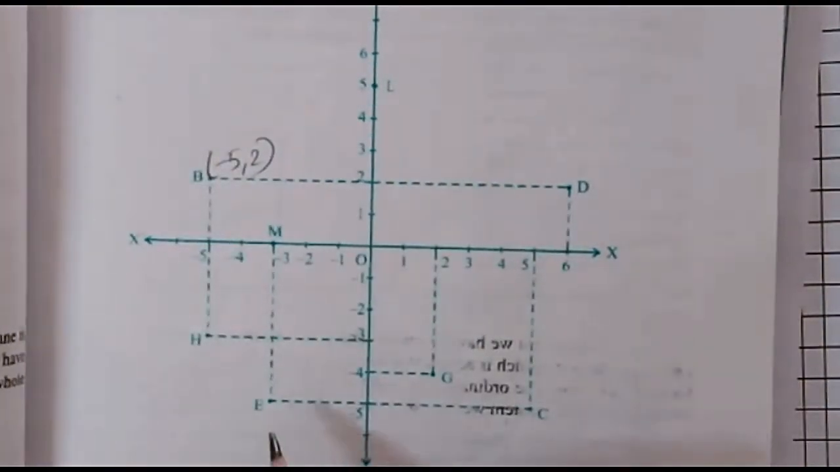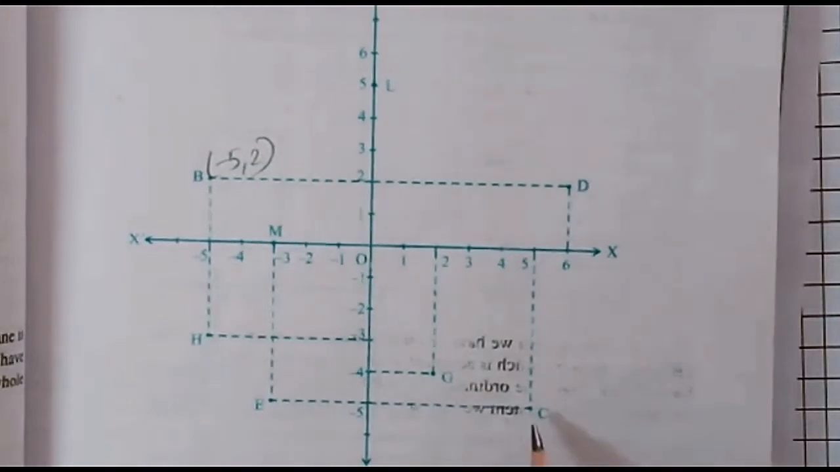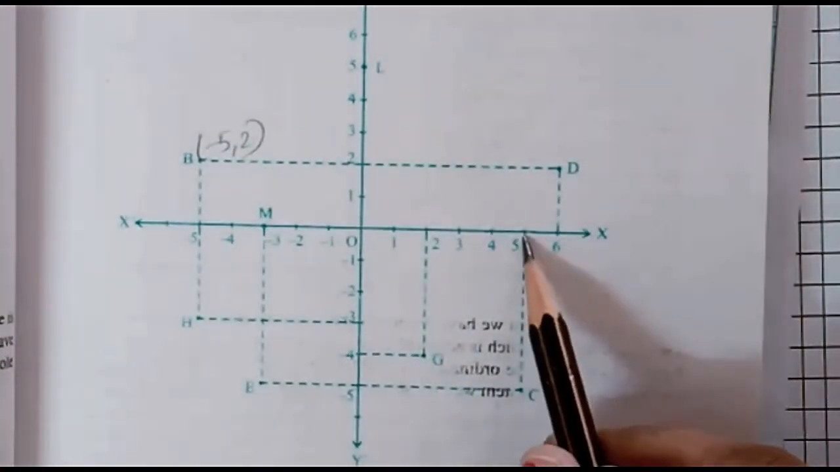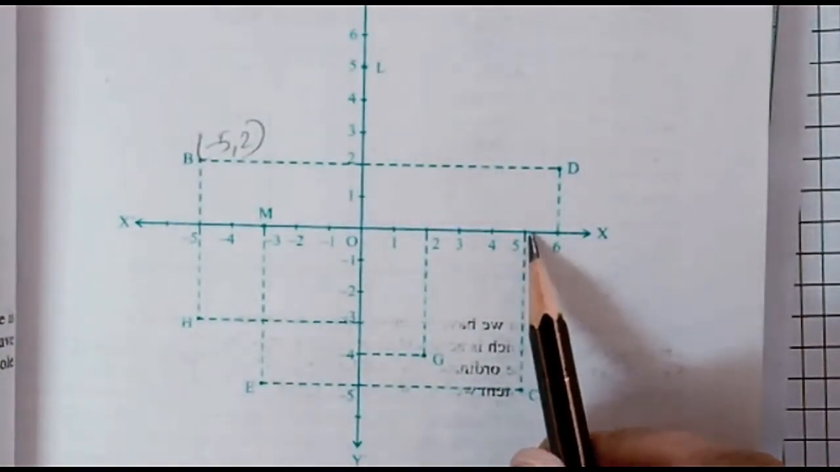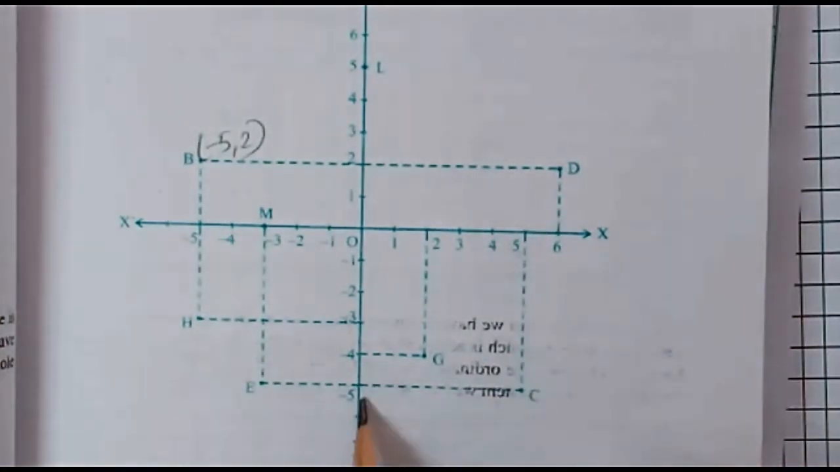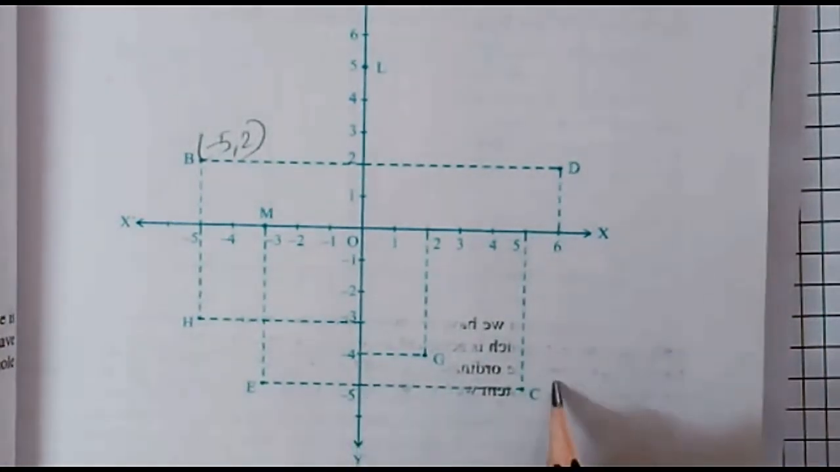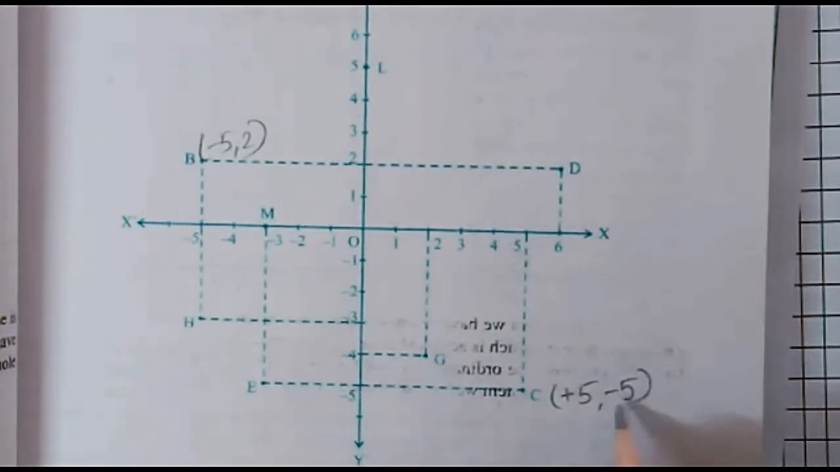Second, what are the coordinates of point C? So C is over here. The x coordinate, first always we have to see the x coordinate. So the x coordinate is 5 and the y coordinate is -5. So C is 5, -5. That is, x is positive, y is negative.